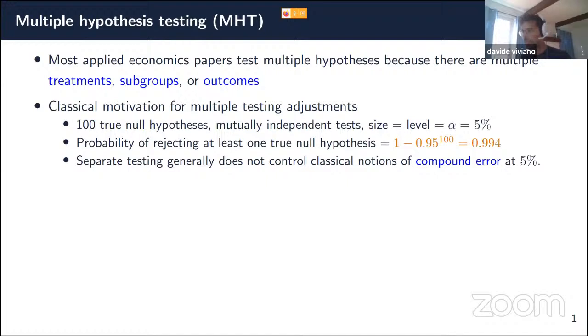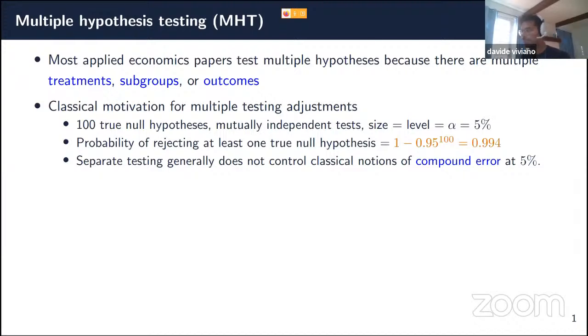When we think about multiple hypothesis testing, we need to disentangle different reasons why people conduct multiple hypothesis testing. In applied papers, we may have multiple treatments, and so we would like to adjust for testing the effect of different treatments. We may want to test the effect of a single treatment on multiple subgroups, say people of different age or education. Or also, we may want to test the effect of a given treatment on multiple outcomes.